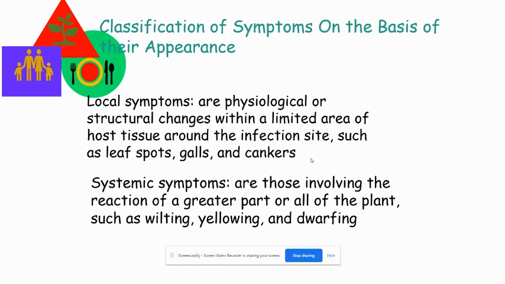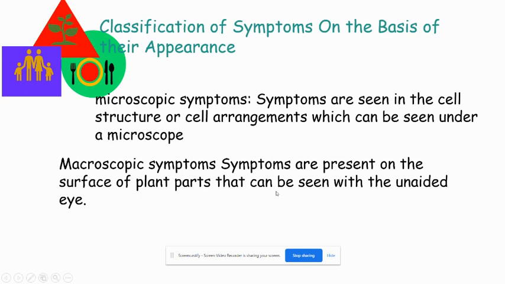So the symptoms of diseases can be classified into different groups. They can be said to be local symptoms when physiological or structural changes are within a limited area of the host tissue. These symptoms are called local symptoms, like leaf spots, as we have just seen, galls or cankers. Systemic symptoms are those that involve reaction of a greater part or all of the plant, such as wilting, where the plant dies, or yellowing or dwarfing. These are called systemic symptoms.